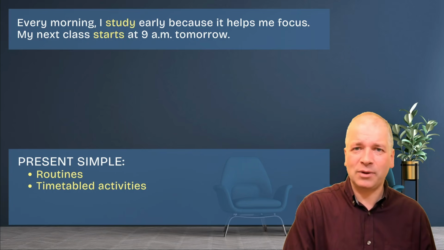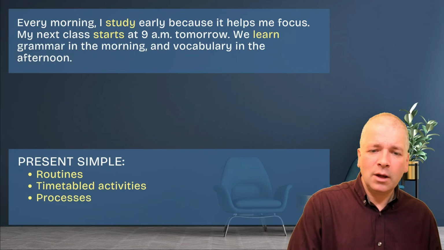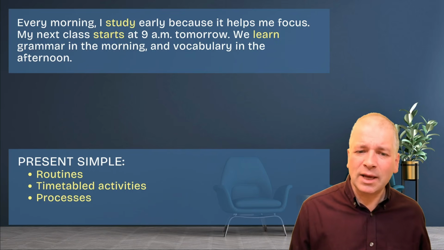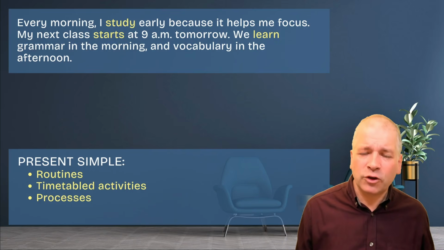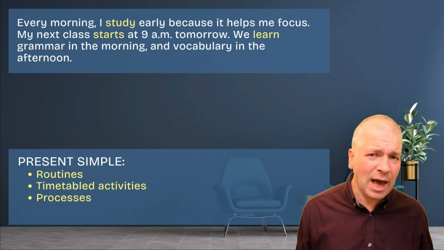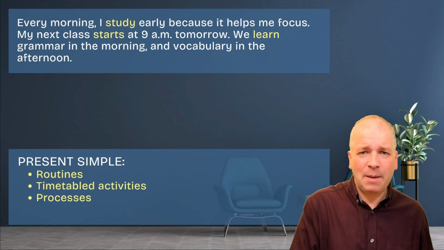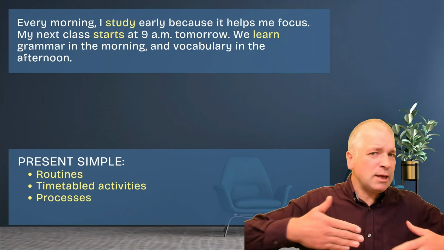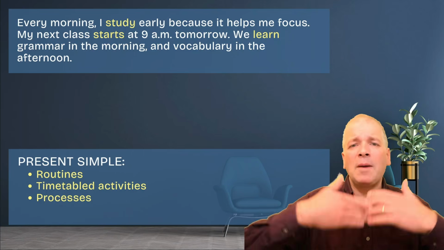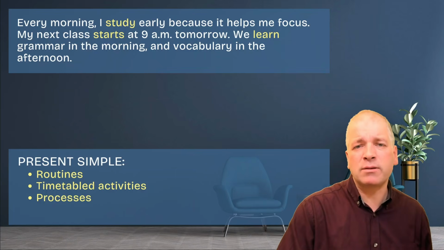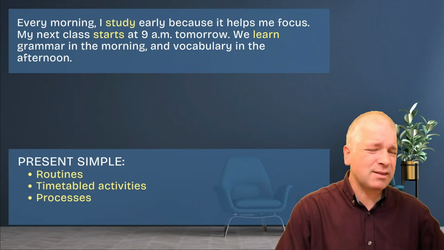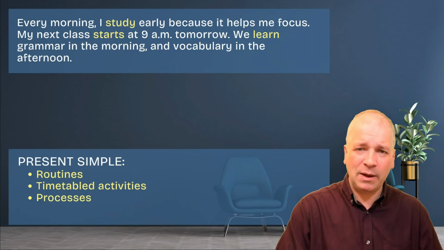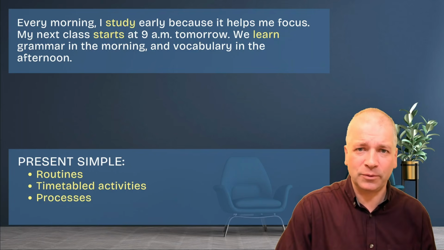It's a timetabled activity. We learn grammar in the morning and vocabulary in the afternoon. So here we have a process. One thing happens, then another thing happens, then another thing happens. If this process is repeated all the time, every time, then use the present simple to show that this is permanent in some way. This is a process that is always followed.